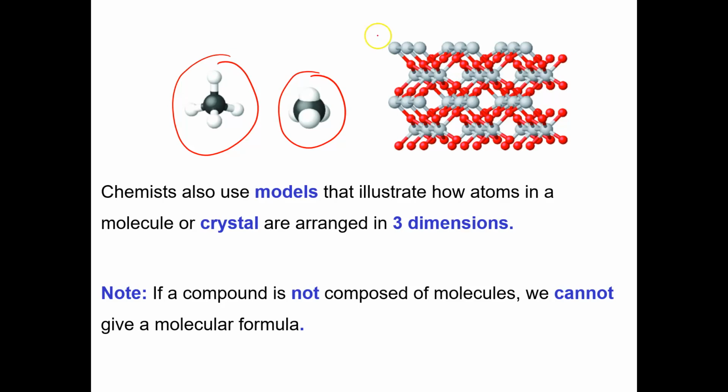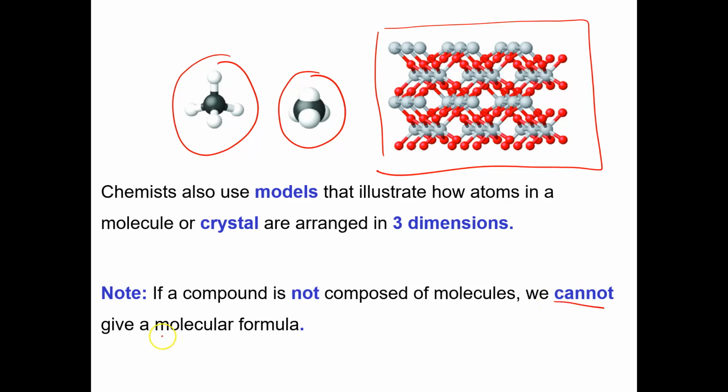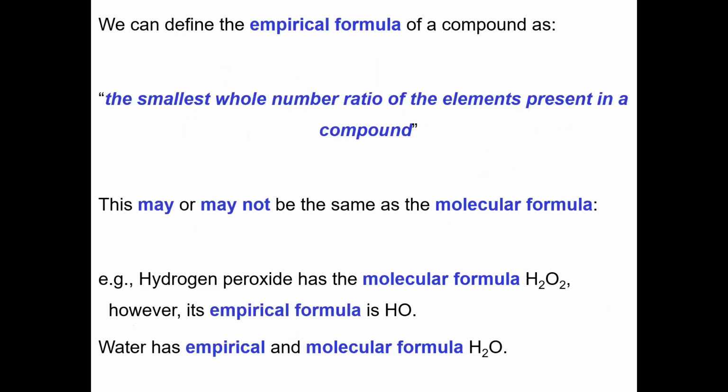It's important to recognize that if a compound is a crystal, then there are no molecules present and we can't give a molecular formula. A crystal is a repeating pattern of ions or atoms that extends almost indefinitely in all 3 dimensions, so talking about molecules doesn't really make sense. So for that reason, we don't give a molecular formula for a crystalline compound. So that's a bit of a difficulty, and we're going to have to work to get around that.